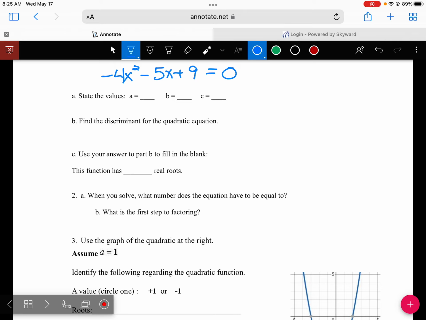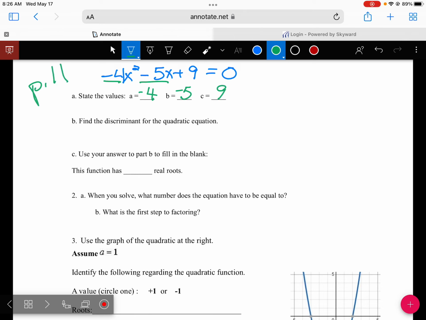All right, so my A value is negative 4. My B value, negative 5. Yes, you do have to look at the signs. And my C value is 9. You can only find this when you make sure it's equal to 0. Yes? Page 11, I think. Is this page 11 on yours? Yeah.